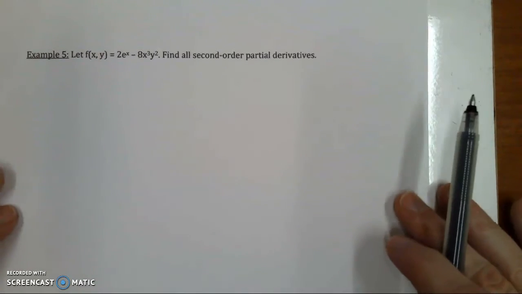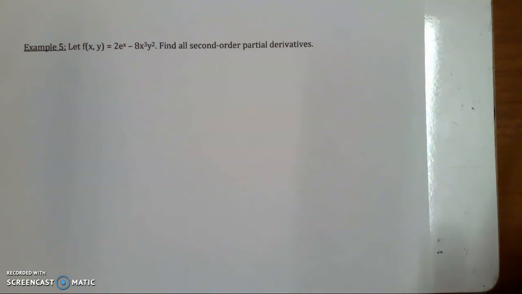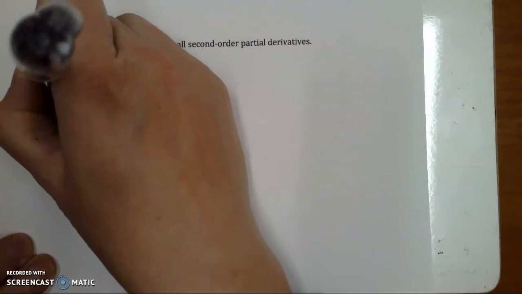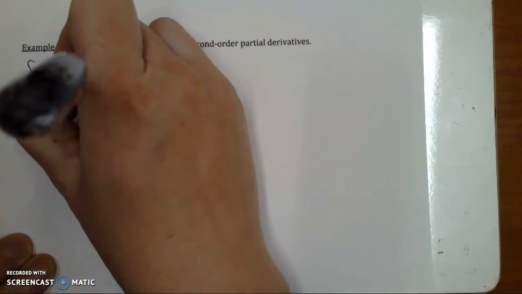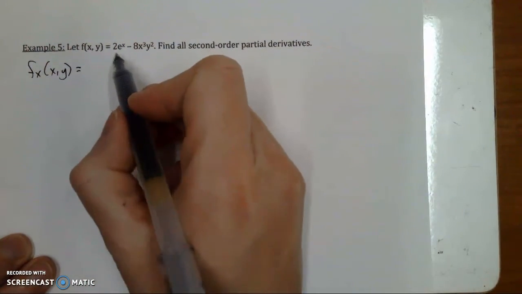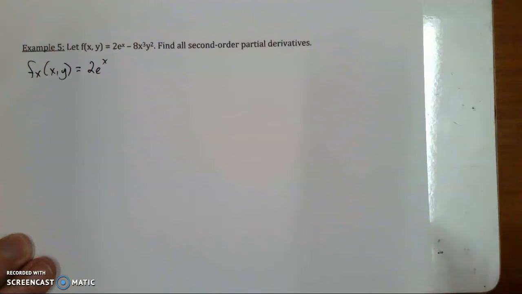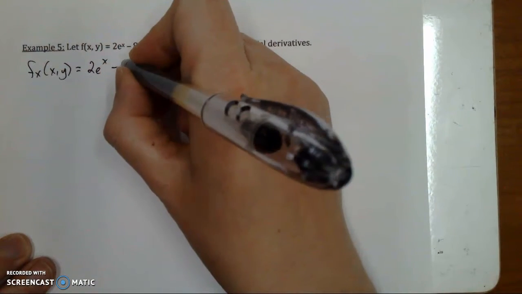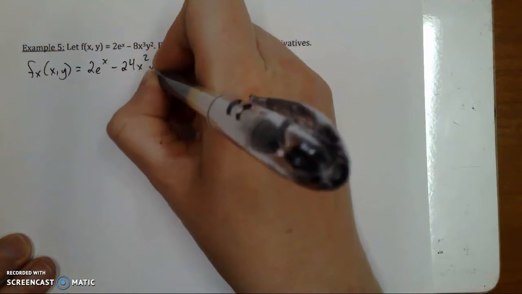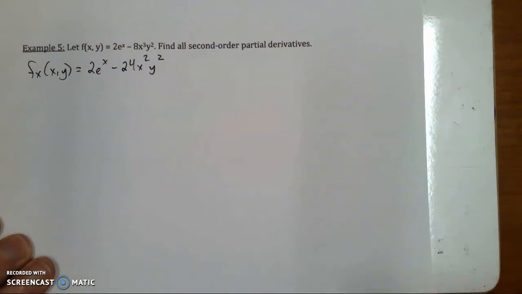Let's try that again for a different function. Now I've got 2e to the x minus 8x cubed y squared. So again, let's start with fx. So x is my variable. Remember, the derivative of e to the x is e to the x. That first term does not change. Then I get minus 24x squared y squared.